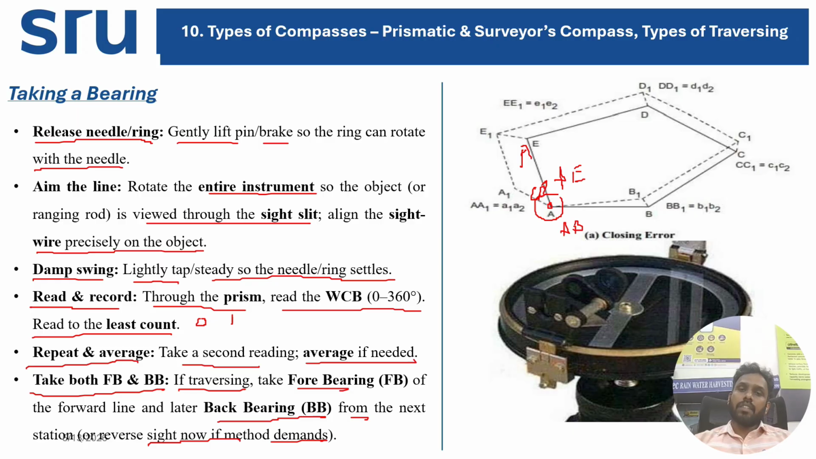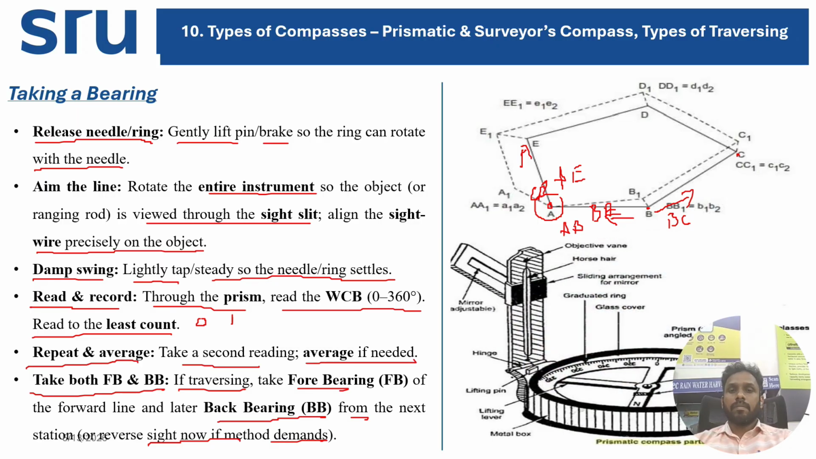Then you are going to shift your station to station B. Again you have to focus on the previous point, so this is your back bearing of BA and the forebearing of BC. Similarly, you change the station to C, and the same procedure continues for all the stations if it is a closed traverse. This is the way you take the bearing. As I said, the maximum readings should be completed once you set up your compass on a particular survey station.